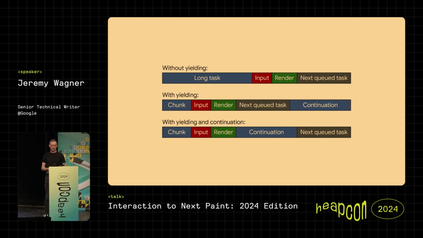In the third scenario, you break up execution of a task using scheduler.yield, which preserves the intended order of task execution, ensuring your work does not block inputs and rendering, which should be higher priority, but ensures that your work is ahead of other queued tasks from other task sources.